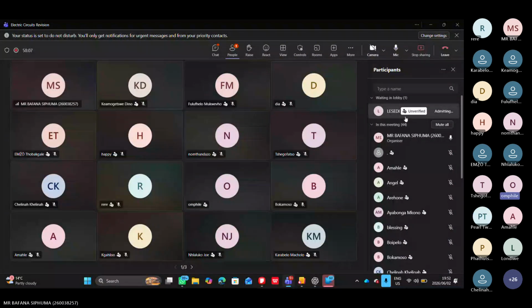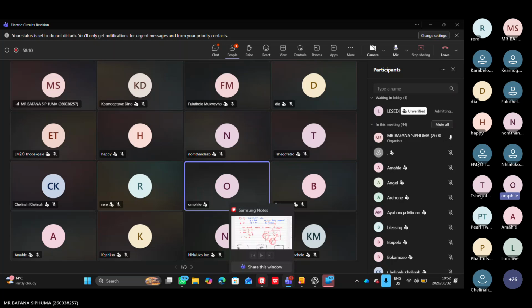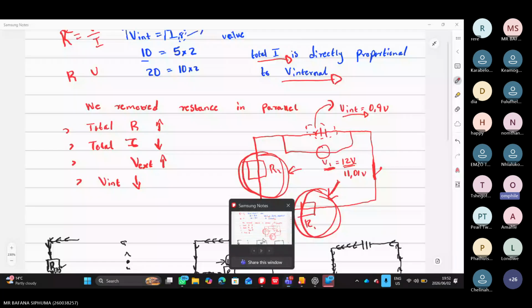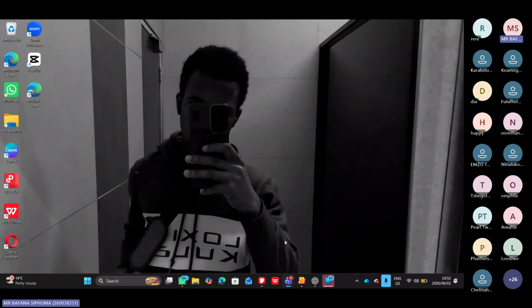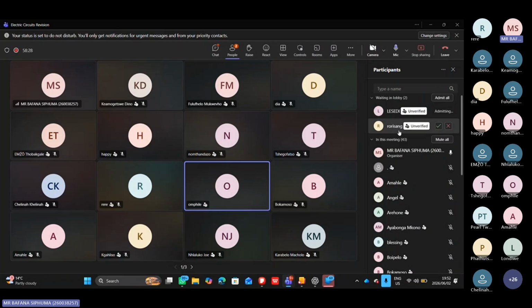So basically what you're saying is that V total is the voltage that is distributed external and also the V lost or the V internal. Yes, yes. Oh, okay. Thank you. Which is basically the EMF, for instance.